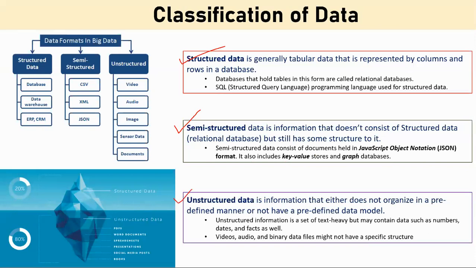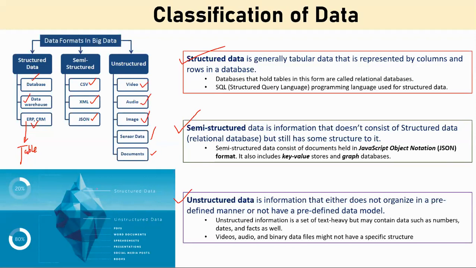In unstructured data, you will not have any kind of structure to your data. This is something like your video files, audio files, images, and sensor data. For structured data, it is the data that you store in your databases, data warehouses, or ERP and CRM software. All of that data, which is in the form of a table, you call structured data. Semi-structured data you call a CSV file, an XML file, or JSON files. And unstructured data is what you deal with as video files, audio files, images, sensor data, as well as documents, such as PDF files, Word files, all of those.